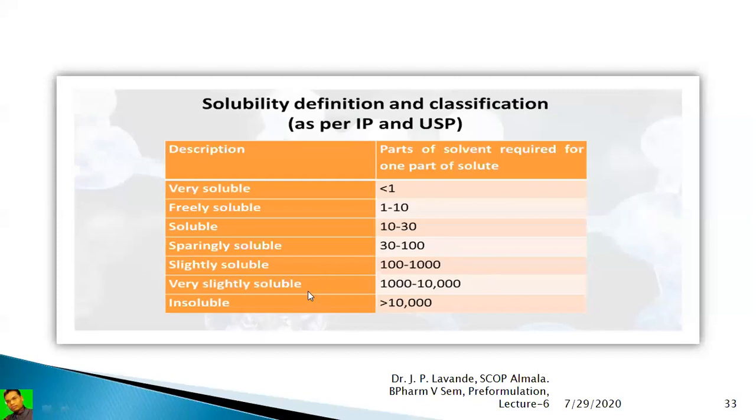In order to dissolve a very slightly soluble drug, for one part of solute, we require 1000 to 10,000 parts of the solvent. And when we require more than 10,000 parts of the solvent to dissolve one part of solute, it is said that the drug is insoluble. So these are the expressions and these are most important.